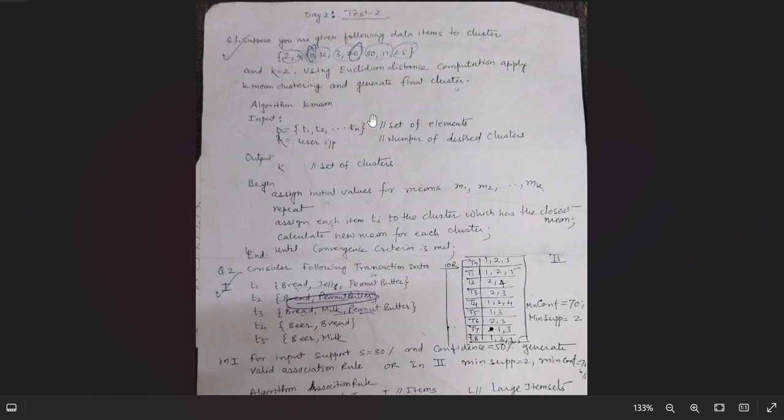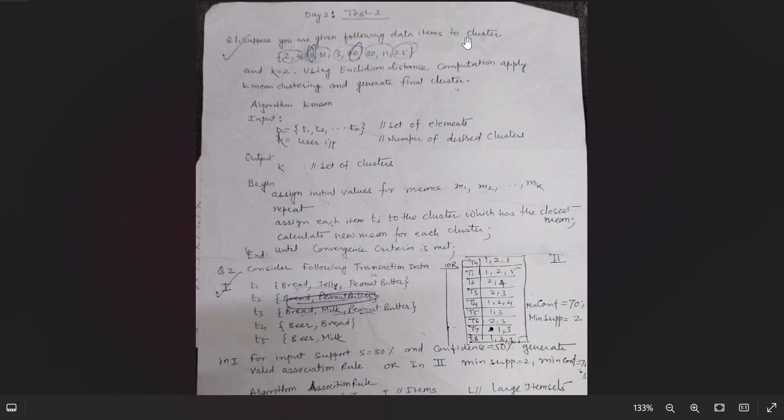Now what is a cluster? A cluster is a group where very similar attributes group together and make a cluster. That is called a cluster. Two clusters will never be the same; they are very dissimilar to each other. So a cluster is made up of a similar group of attributes.